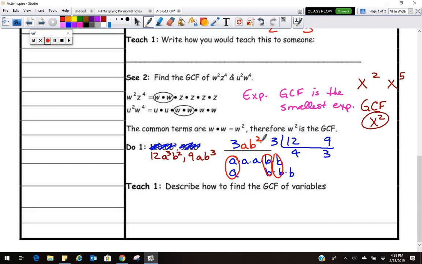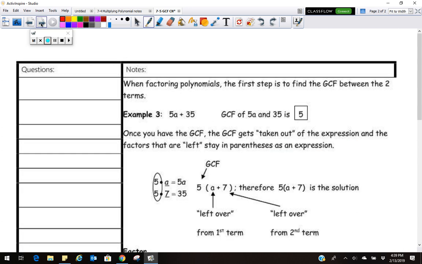So if you look back at these, the smallest exponent on these a's was a 1. That's their GCF. When you compare b squared and b to the third, the smallest exponent is a 2. That's what they both have. So let's look at a couple of these on the back.